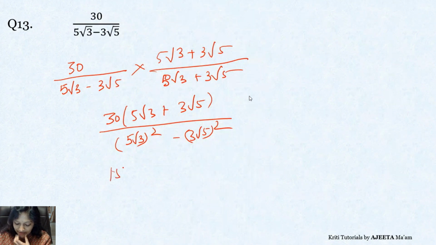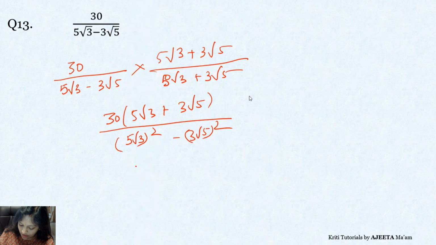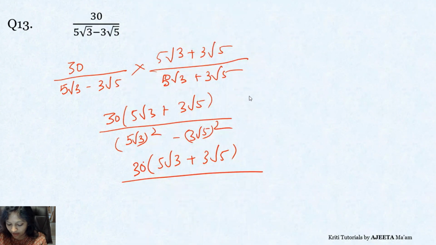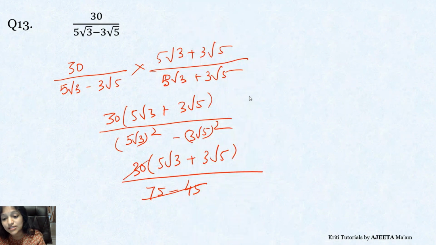Let's not multiply this first. Let's keep it outside because if anything is common, we can cancel it right away. We don't have to take it common again and again. 5 root 3 square will be how much? 25 into 3, that is 75. And 3 3s are 9, 9 5s are 45. So 30, and 30 into 30 cancels out. So your final answer is only 5 root 3 plus 3 root 5.